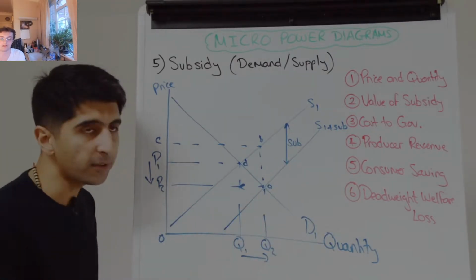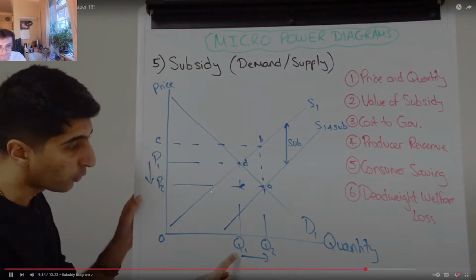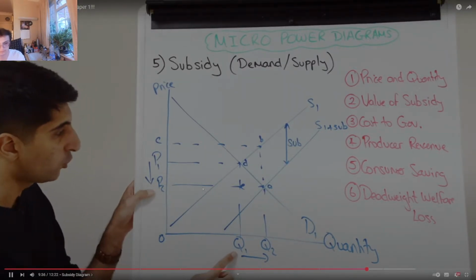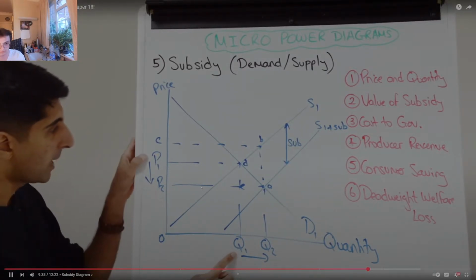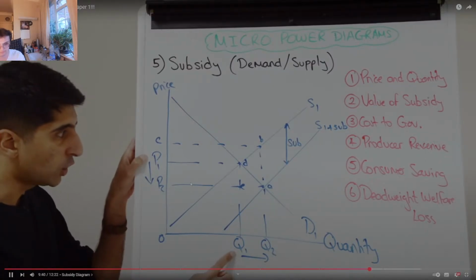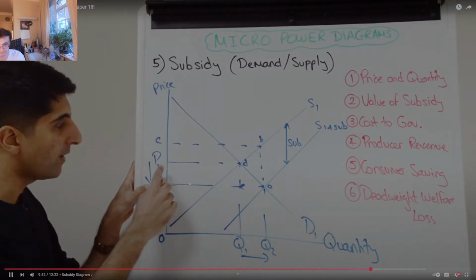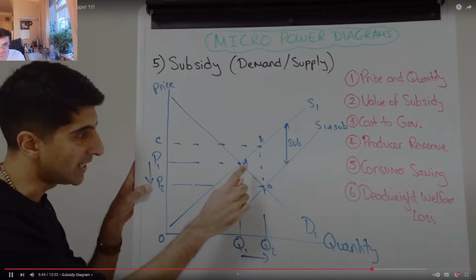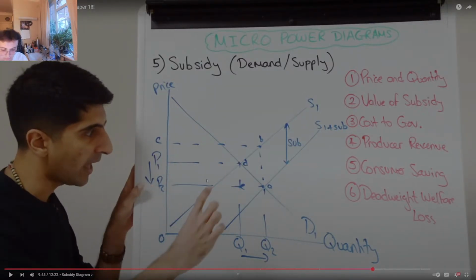Bear that in mind. Consumer saving. Consumers are now paying for Q1 units at a lower price. So the consumer saving is compared to paying P1 for quantity Q1. They're now paying P2 for Q1. So the saving is P2, P1, DE. That box there. Consumer saving. Whole box.